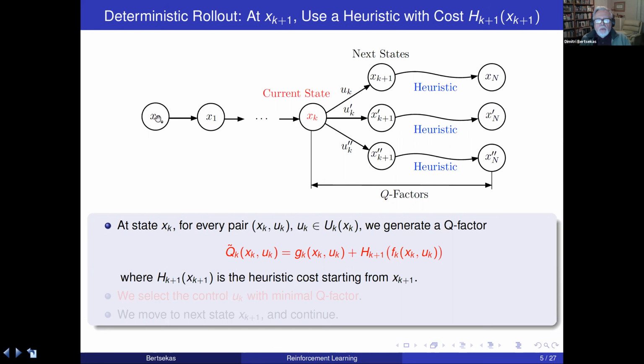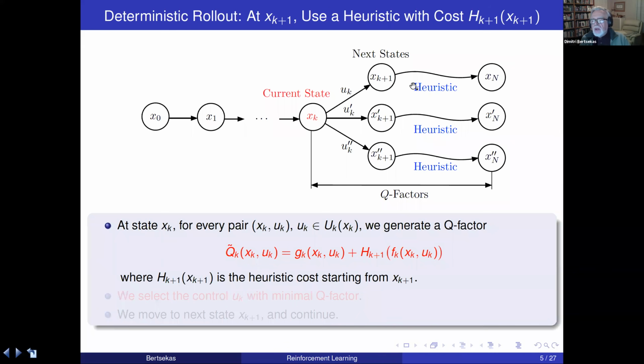So we go forward from the initial state, one step at a time, until we get at the current state. We consider all possible controls, all possible corresponding next states. These are deterministically obtained from xk and uk. And then from each one of these states, we run the heuristic, the deterministic heuristic, all the way to the end. And we obtain a certain cost for this process from here to here. The cost is for a control uk, it involves the first stage cost and the cost of the heuristic running from the next state xk plus 1.